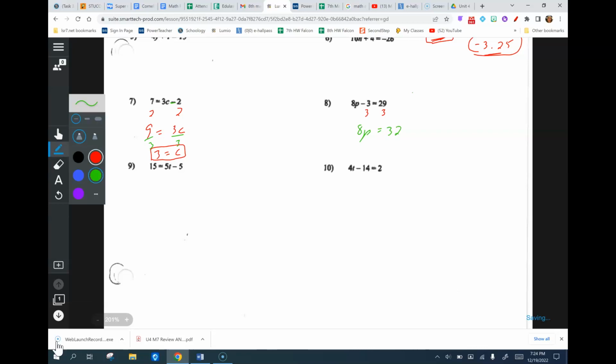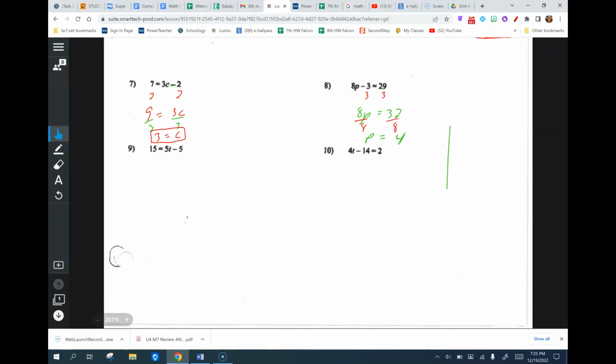Now I'm going to divide both sides by 8. And when I say sides, that's where some people draw a line. Okay, so I get p is equal to 4 because 32 divided by 8. Yes? Good. Now we can do lots more, but I think you get it.